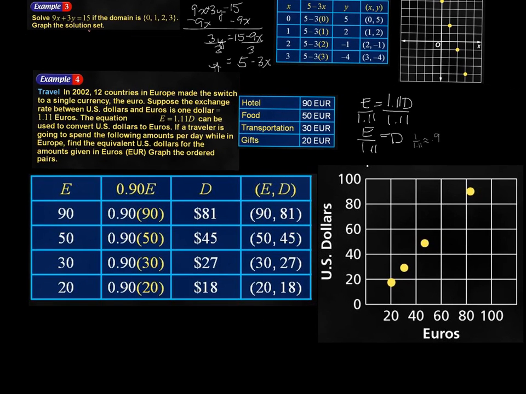90, 81, should have been a little bit closer to the 80. And then we had 50, 45, that one's pretty good, and 30, 27, and 20 and 18. Seems to be a pattern here as well.